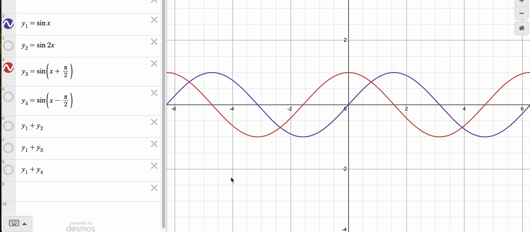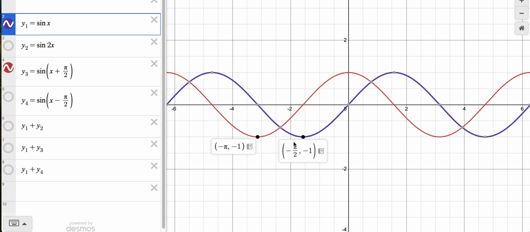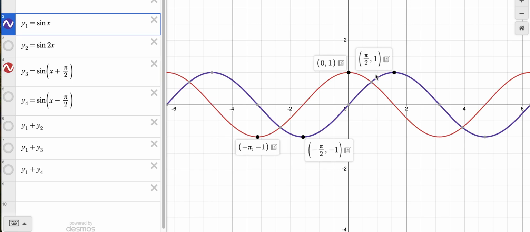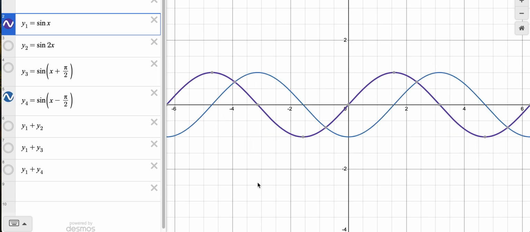If you see the red graph and the purple graph, let me show you the corresponding points. Look at the minima points. The value is the same, but it occurs at different times, right? Look at the maxima also. Look at the corresponding points. The value of the maximum is the same, 1, but they are occurring at different times. One of them is occurring at 0, another is at pi by 2. So they are shifted with respect to each other, and that's one of the ways to understand phase difference. So let me show you another example.